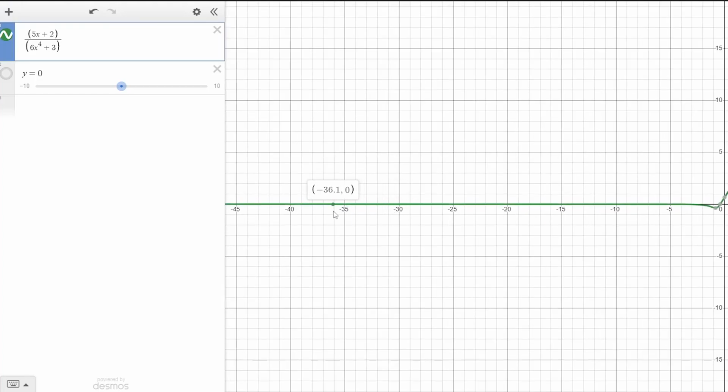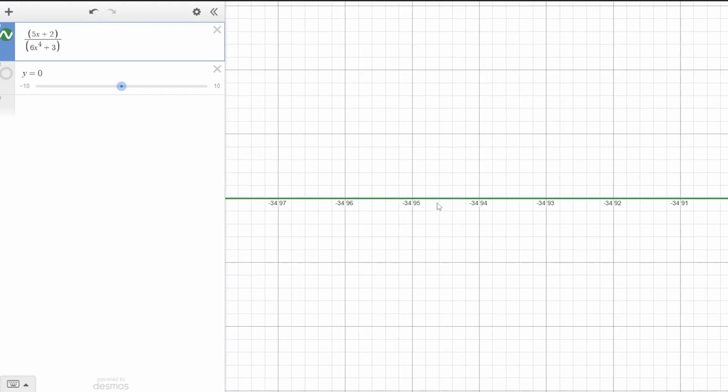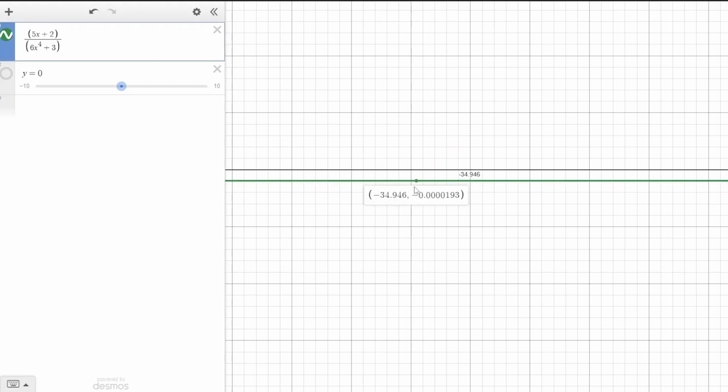Okay, I guess Desmos rounds it up, but if you zoom in a ton, like a ton, you can see right there, it's not touching 0 yet. It's just a very tiny number, but it'll never reach 0.